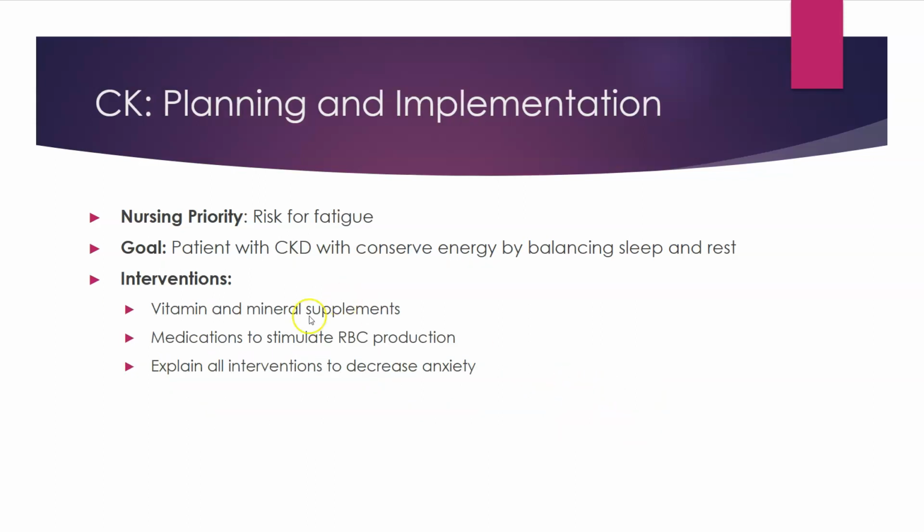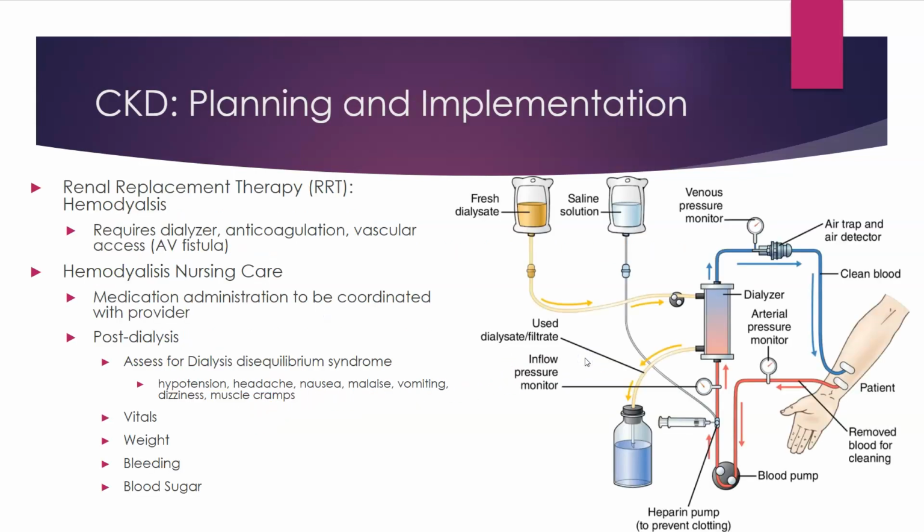Risk for fatigue, so they might be tired, and so we've got to balance sleep and rest and group those cares appropriately. Support them with good nutrition, give them medications that can support that RBC production, usually erythropoietin, and then make sure you're doing an explanation of all these interventions well to decrease any anxiety that they might have.